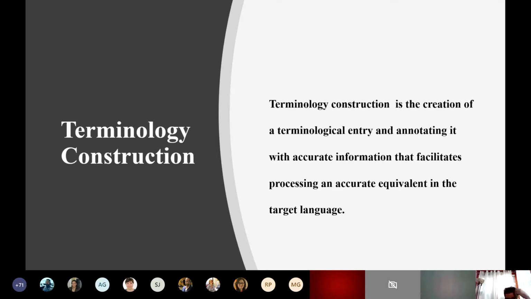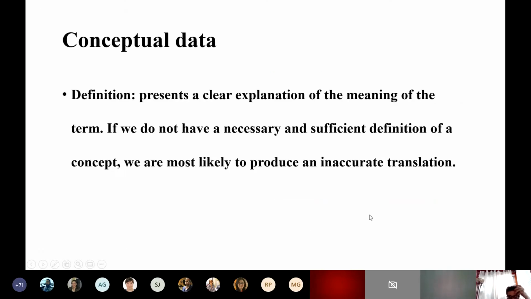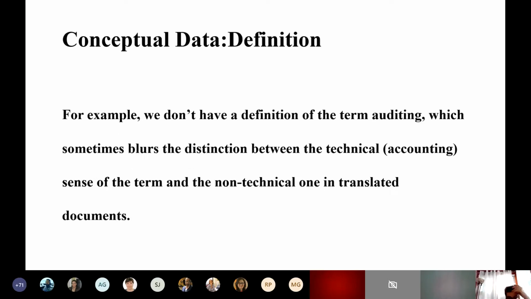It's the creation of the terminological entry and annotating it with accurate information that facilitates the processing and accurate equivalent in the target language. So there are several types of data that have to be annotated with the term. We have conceptual data, linguistic data, metalinguistic data, and contextualized data. The major thing with conceptual data is definition, because it presents a clear explanation of the meaning of the term. If we don't have a definition with necessary and sufficient features, we will not be able to produce an accurate translation or equivalent.